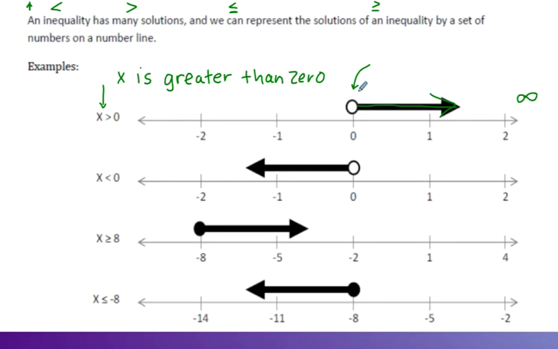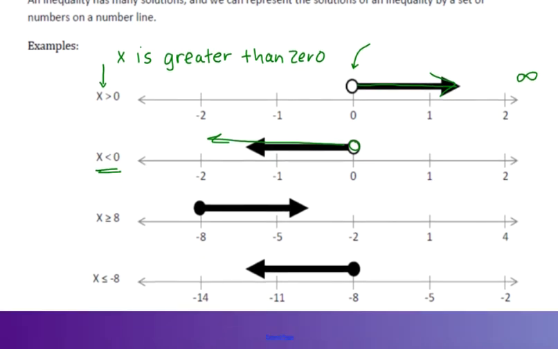Now we always want to read an inequality with the variable on the left. So notice the X is on the left side of the inequality symbol. This one says X is less than 0. So we go to the number line at 0, we put an open circle, and we shade everything going to the left of 0.